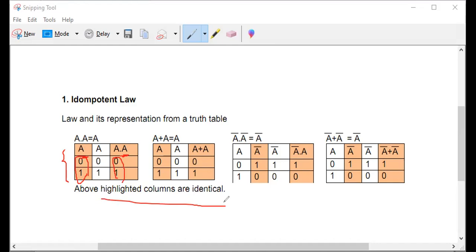You have four laws here, idempotent law. Take them down with the truth tables. After finishing, just raise your hand, then I can see, then I can go to the next one. Okay, we'll go to the next one. This is idempotent law, second one.